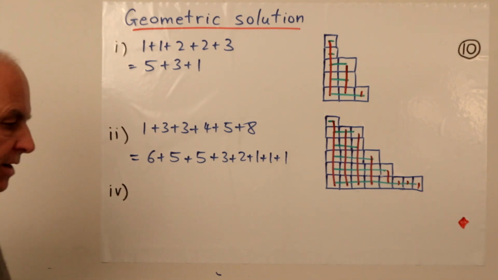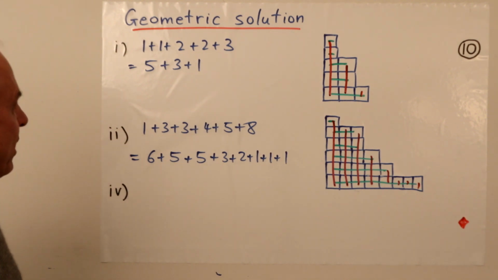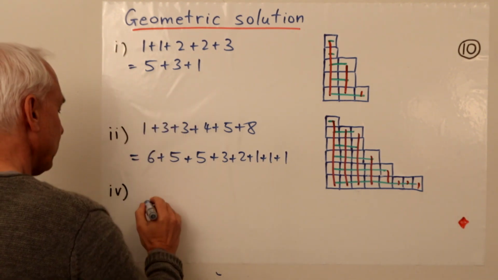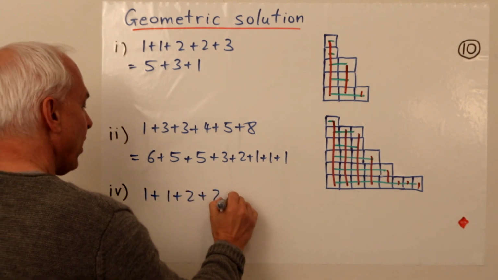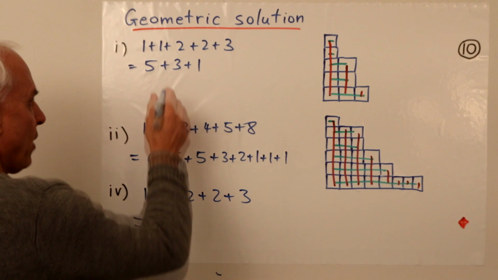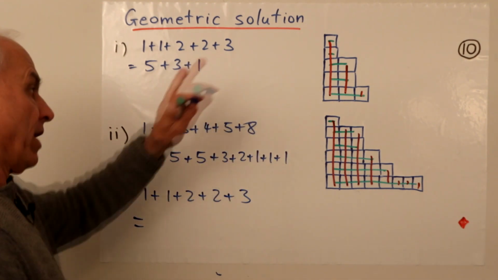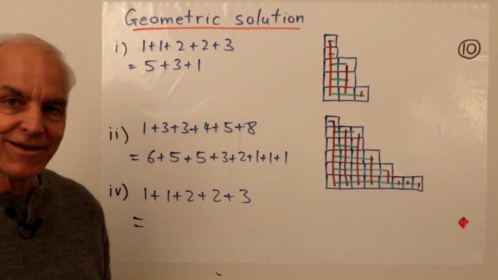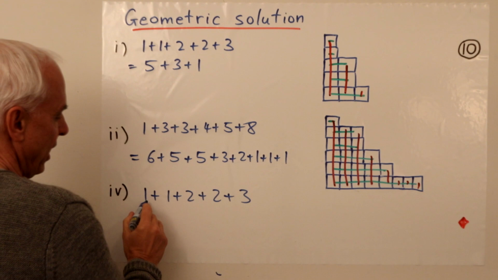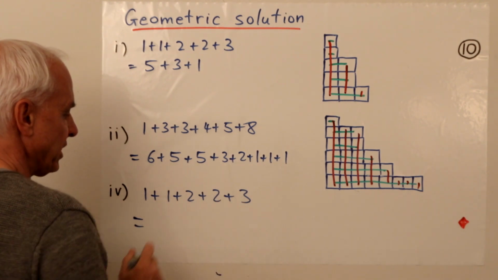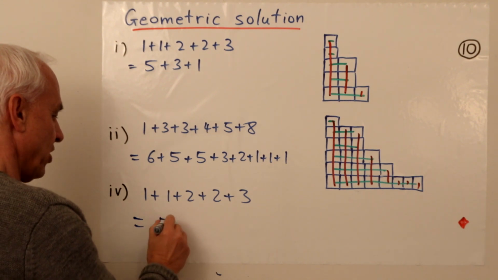For the fourth part of the question, that maybe involves a little bit of thinking. So suppose we go back to the first question. 1 plus 1 plus 2 plus 2 plus 3. How could we write down the right-hand side without first drawing the picture? Well, after you've done a few of these, then you might get the hang of it. What you should do is say, of all these numbers here, how many of them are at least 1? There's 5 of them which are at least 1.